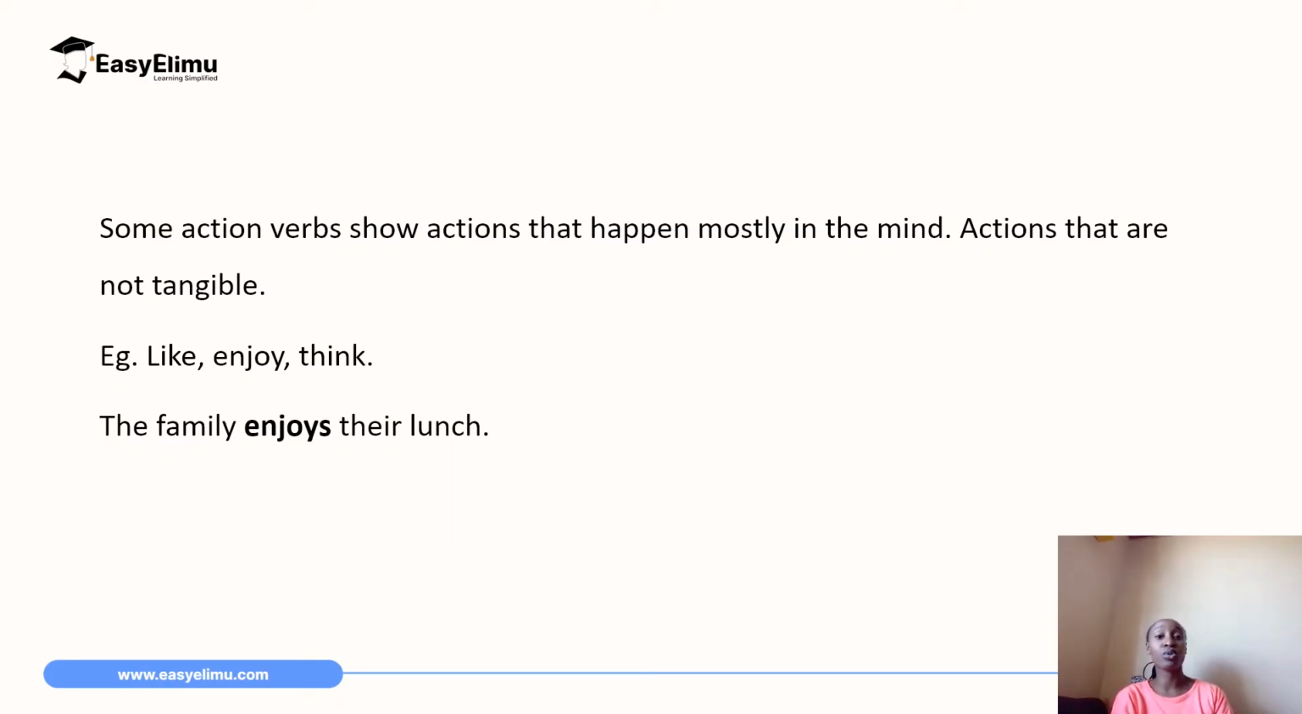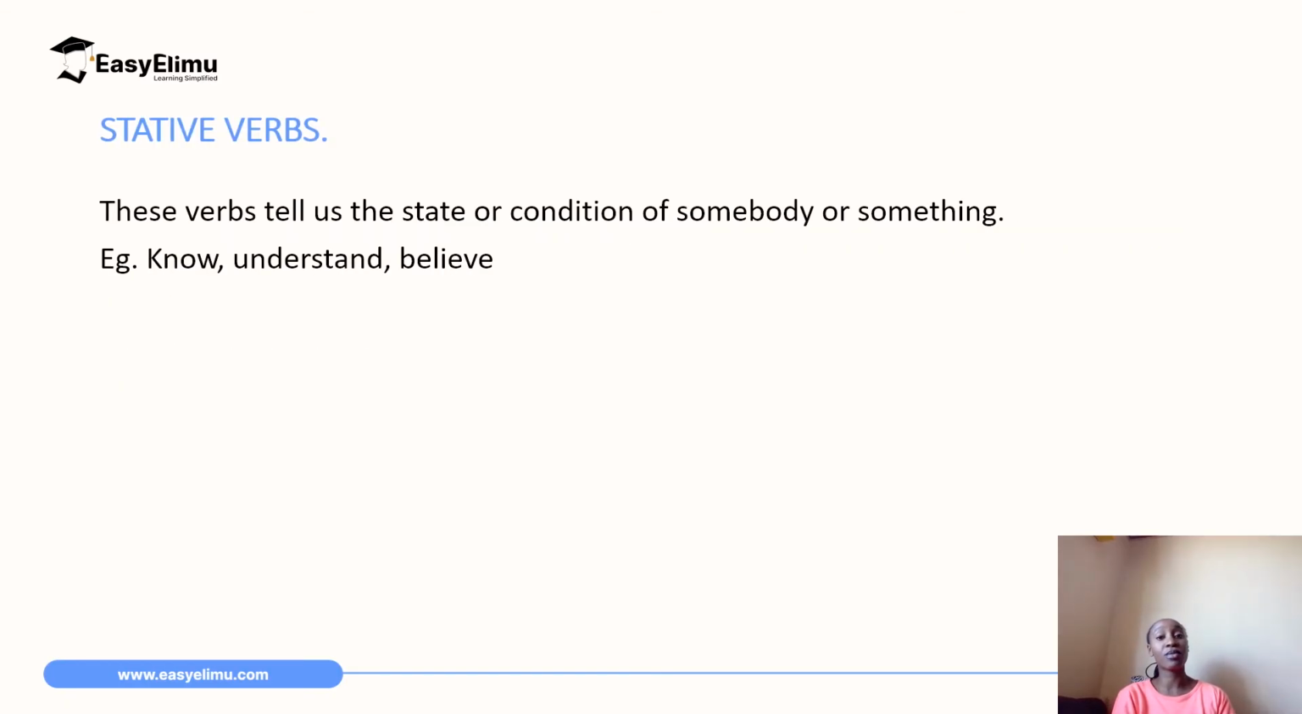We are now going to go into stative verbs. And just from the word, stative verbs tell us the state or the condition of someone or something. For example, understand, believe, know. Those are a few examples of stative verbs. So, for example, if I tell you, I understand you, I know you, I believe you. Those are stative verbs.